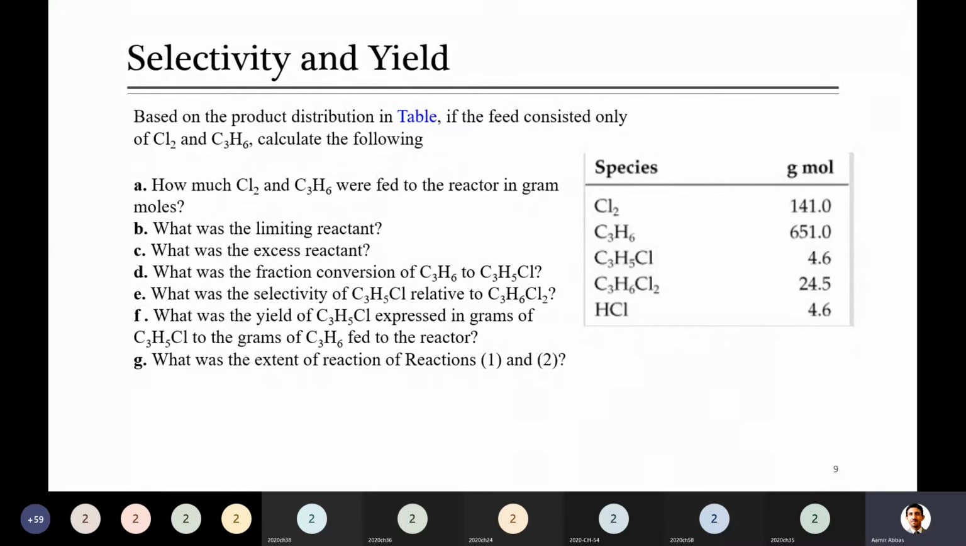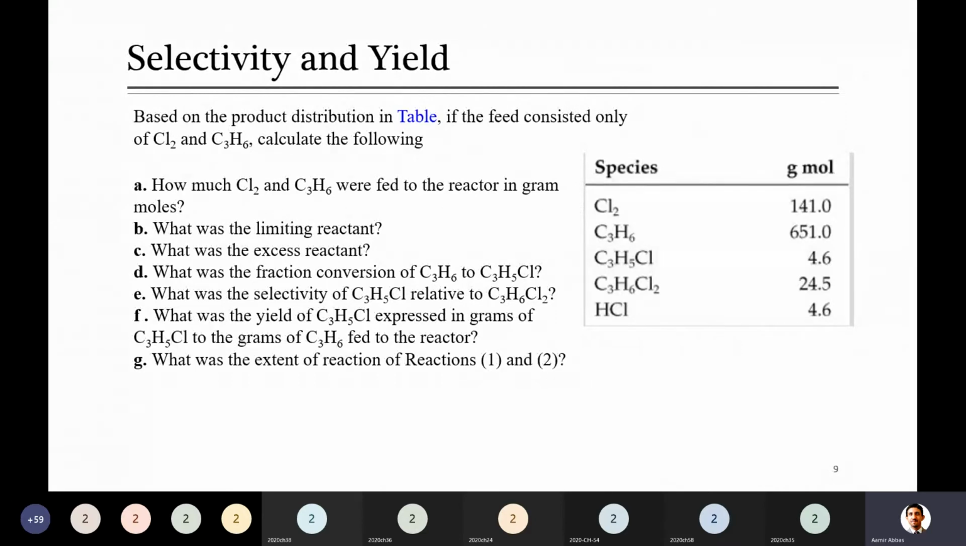Now he asks us to calculate a number of things. The first part is how much Cl2 and C3H6 were fed to the reactor in gram mole. Let me quickly go through these steps and then I will jump to the solution. First, you are supposed to find the amount of chlorine and C3H6 at the inlet of the reactor. The second is what was the limiting reactant. Third is what was the excess reactant. Then there is the fractional conversion of C3H6. You have to calculate the conversion.